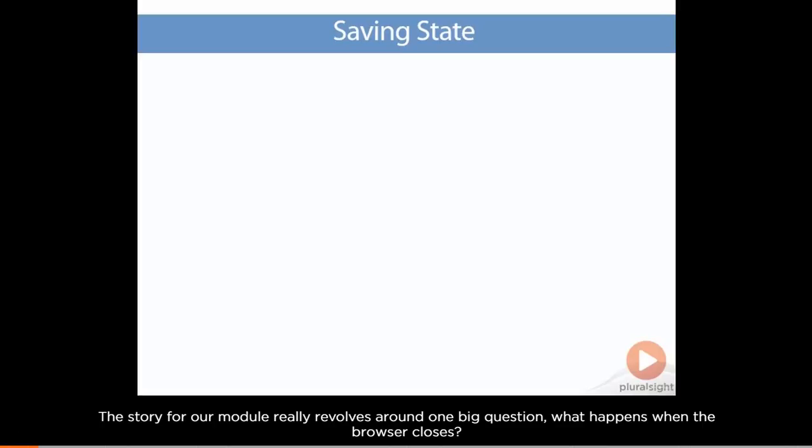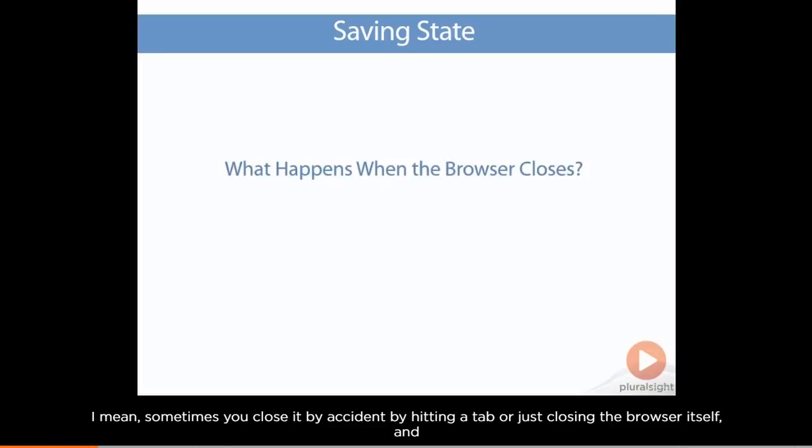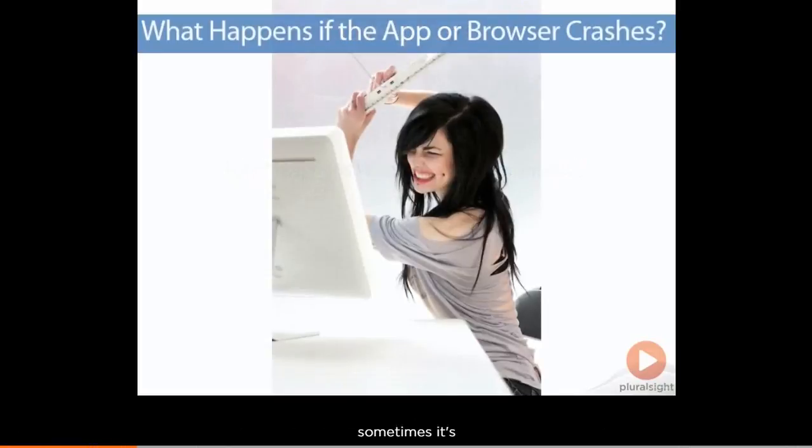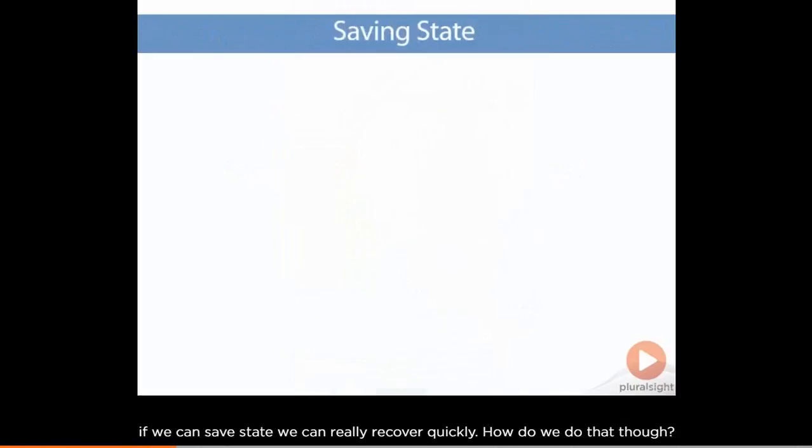The story for our module really revolves around one big question. What happens when the browser closes? I mean, sometimes we close it by accident, by hitting a tab or just closing the browser itself. And sometimes it's not so much of an accident. What if it crashes? Well, in that case, if we can save state, we can really recover quickly. How do we do that though?